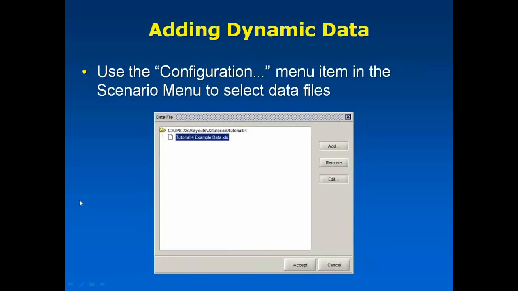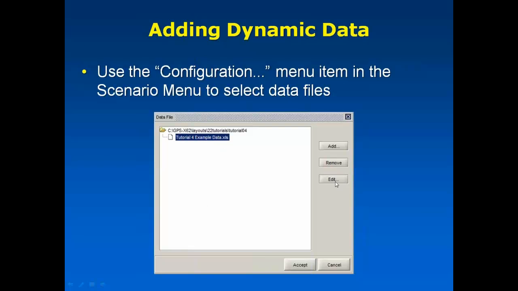So for example here, this is actually showing from tutorial 4, which is the tutorial on how to use data input and output in GPSX. We browsed around on our computer until we found this particular data file. This is an Excel spreadsheet. As you may know, you can use either Excel formats or text file formats in order to read data into GPSX. So in this case, you hit add, you browse to this, and you can add as many of these as you like.